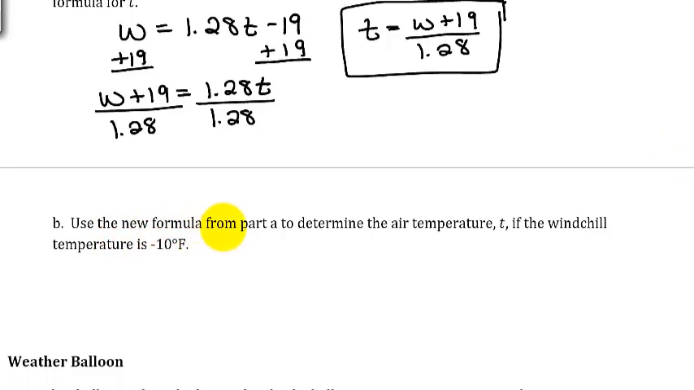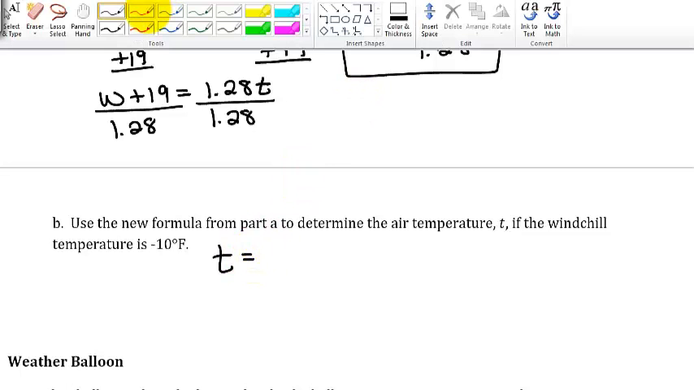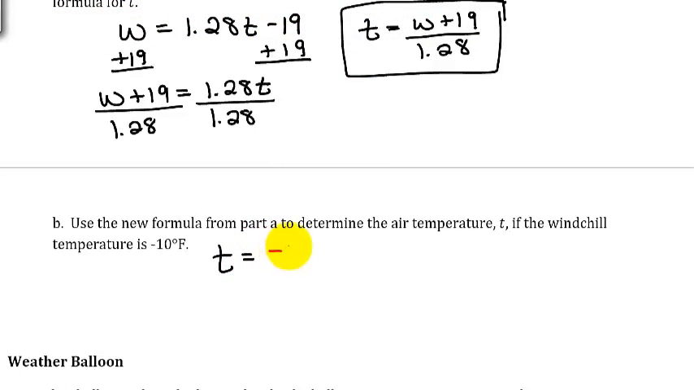Now we want to use this new formula from part A to determine the air temperature, T, if the wind chill temperature is negative 10. So we're going to replace the W in the equation we just found by negative 10. So that'll be negative 10 plus 19 divided by 1.28. And negative 10 plus 19 is 9, so we get 9 divided by 1.28.